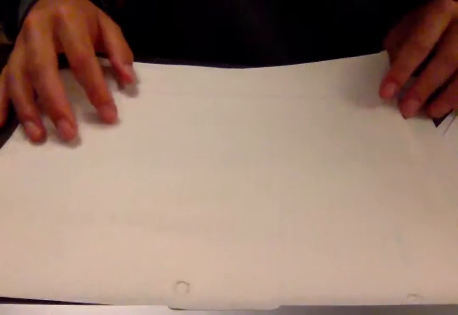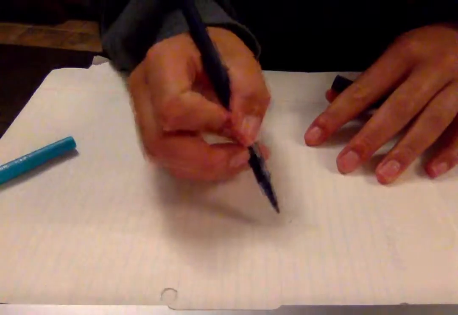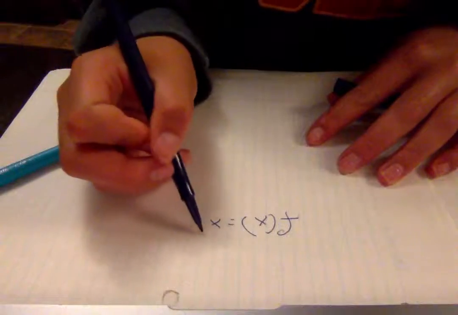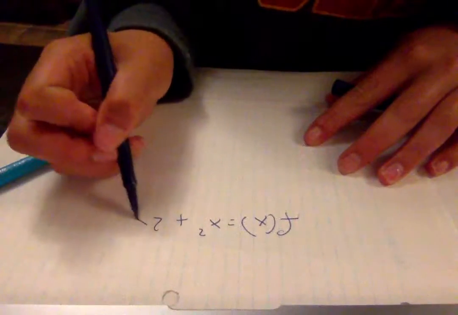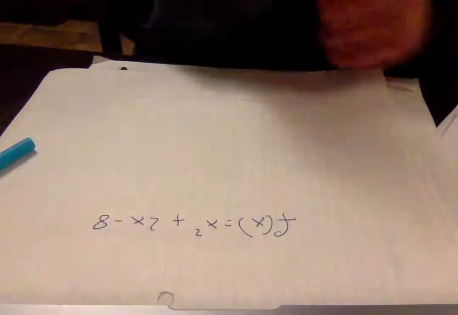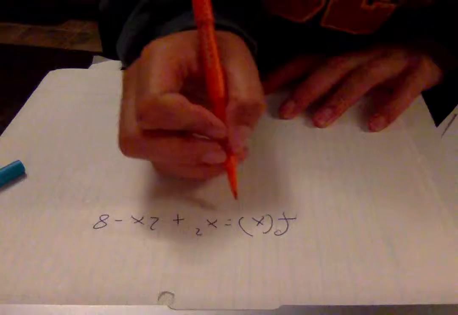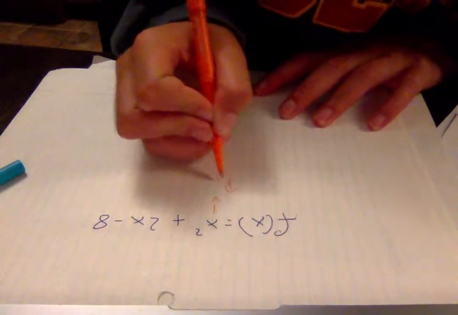Let's see if you can see this. Maybe I'll use my flashlight. We're going to start with f of x equals x to the power of 2 plus 2x minus 8. This is a great example because it includes four of the definitions that I just gave you. The x to the power of 2 is the power rule.